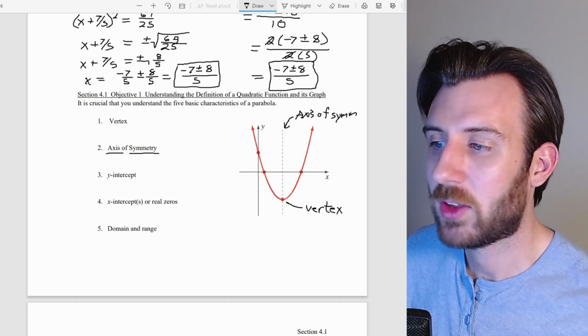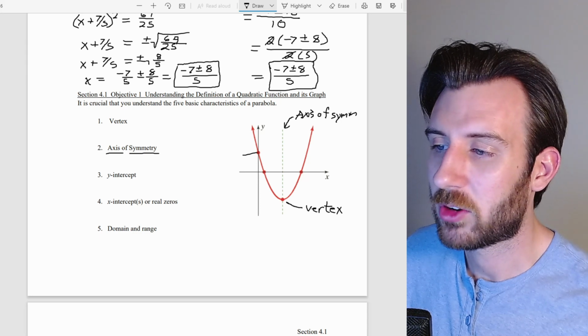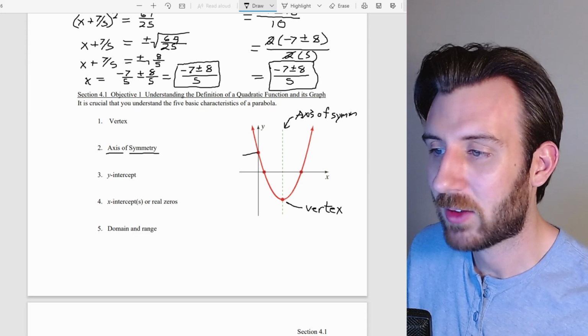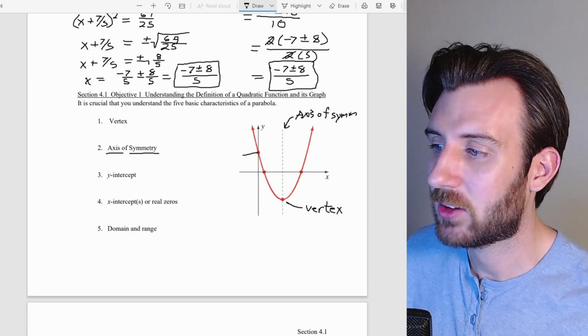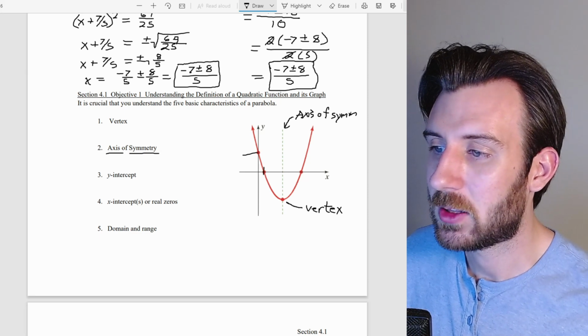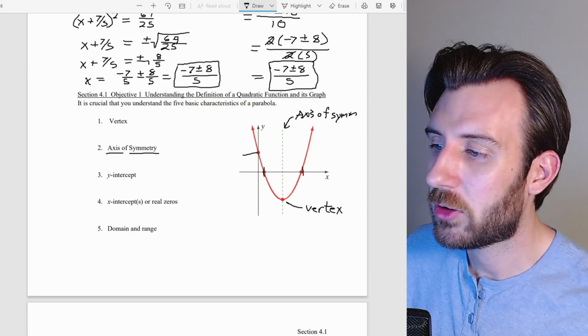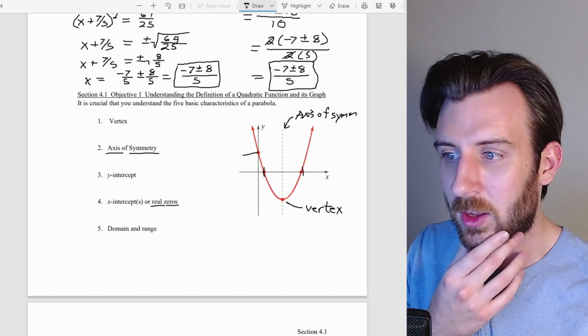I could look for our y-intercept. That's going to be the exact same thing that we have always talked about. So the y-intercept is going to be the y value I have when I'm crossing the y-axis. The x-intercepts are going to be here and here. And notice it calls them real zeros. I wonder why that is.